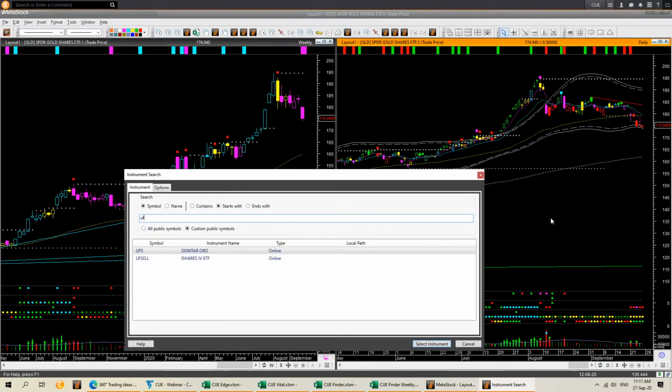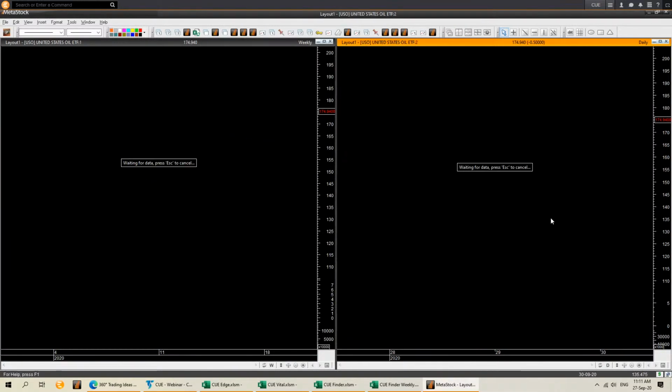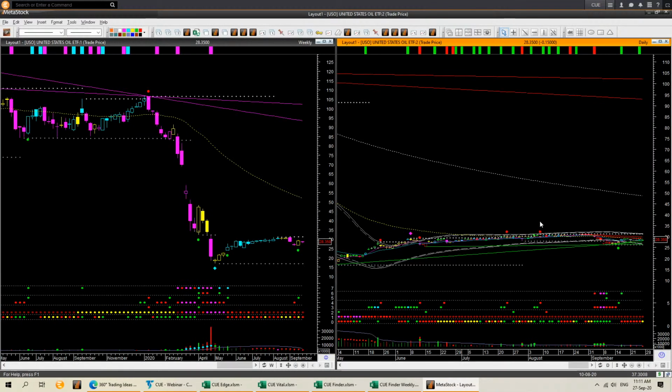Oil ETF USO. Earlier I mentioned it was moving inside an extremely narrow range. That is continuing, moving inside a range. Not a time to take any directional trade in oil.